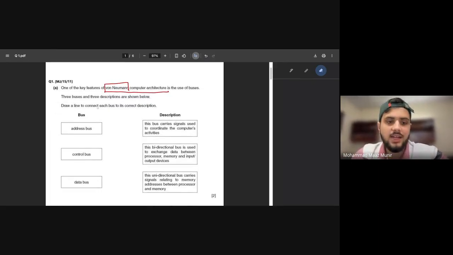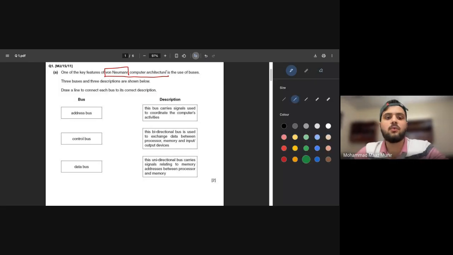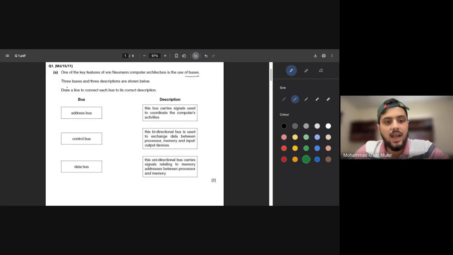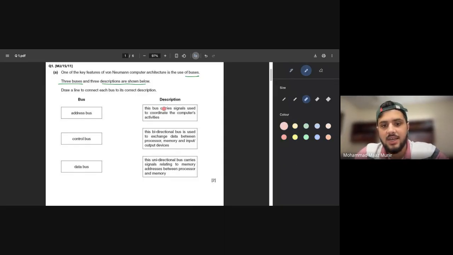So now we're going to be looking at this question. It says that one of the key features of von Neumann architecture computers is that they use buses. Okay, makes sense. We have 3 buses in the course, and 3 descriptions are shown below, and we just need to connect them. The address bus comes from the word address, so you have to identify the one that carries addresses. If we look up here, this is saying that the bus carries signals used to coordinate the computer activity.